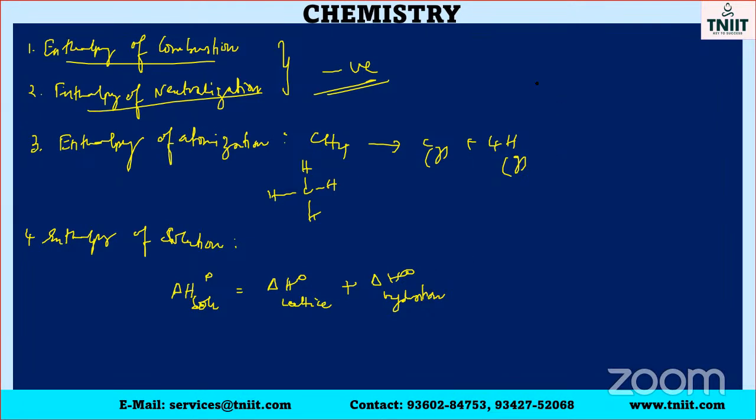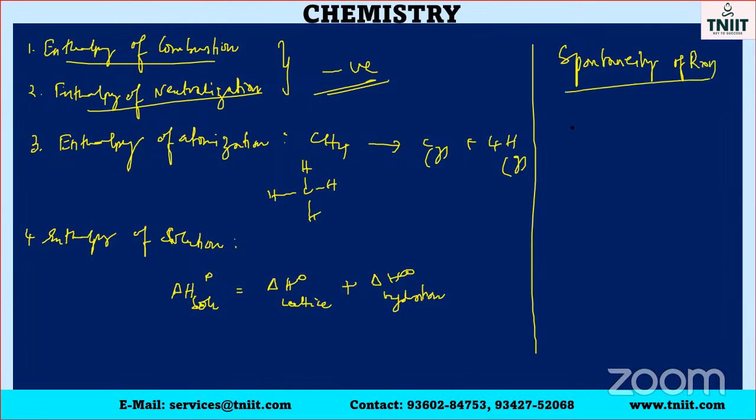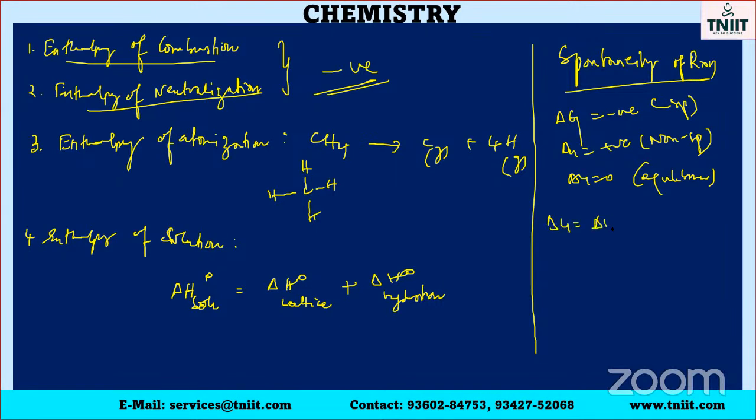Now, here in this chapter, we need to understand a few more concepts, that is spontaneity of the reaction, or spontaneity of the process. The spontaneity of the process is based on free energy. G is the representation of free energy. So delta G, if it is negative, then the reaction is spontaneous. If delta G is positive, it is non-spontaneous. And if delta G is 0, the system is in equilibrium. Delta G is found by the Gibbs equation, delta H minus T into delta S.